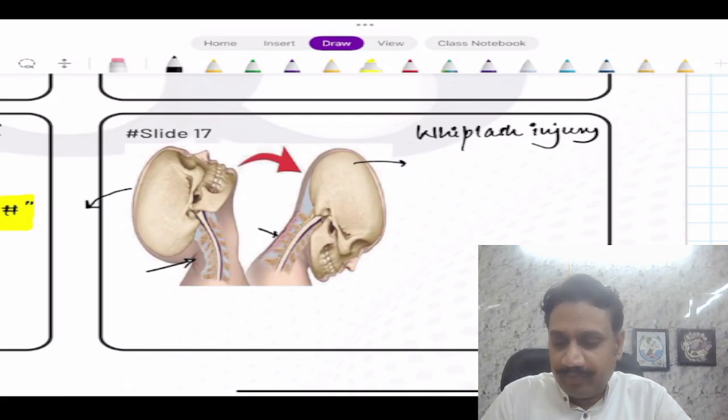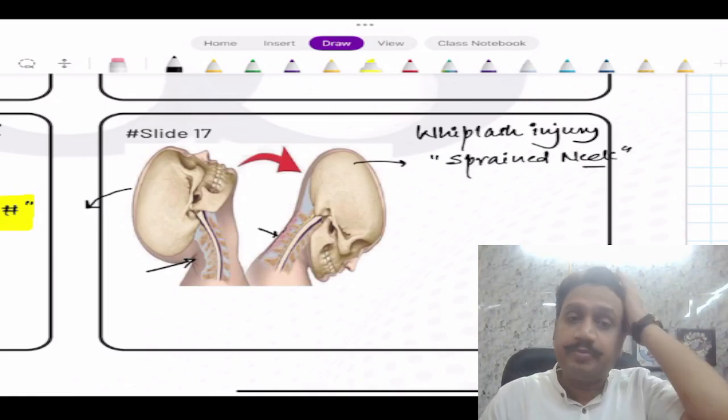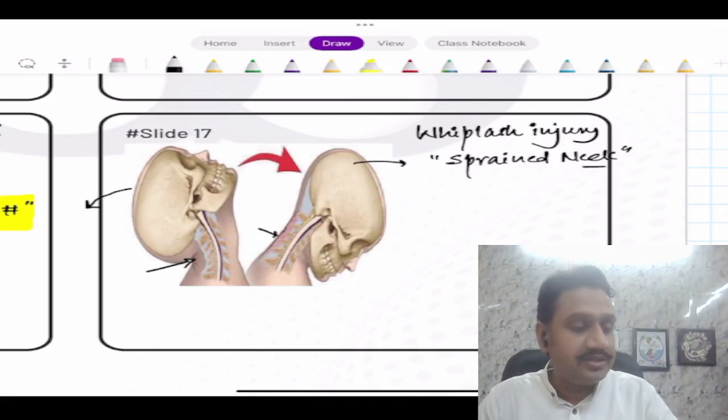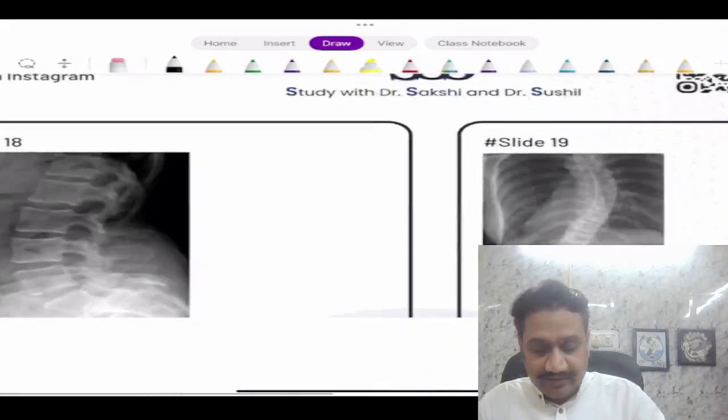Whiplash is also called the sprained neck. So whiplash injury or the sprained neck, the cervical spine injury. Okay, that has to be cervical spine injury. All right, let's see the next one.